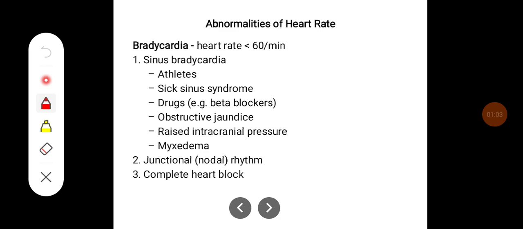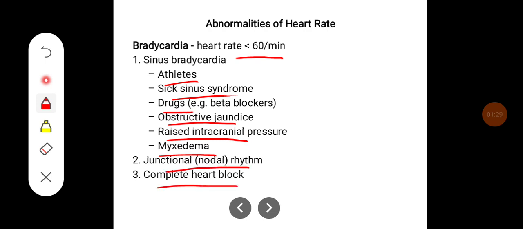Bradycardia is when heart rate decreases to less than 60 beats per minute. The causes of bradycardia: sinus bradycardia, which is present in athletes; it can be seen in sick sinus syndrome, with drugs like beta blockers, obstructive jaundice, raised intracranial pressure, and in myxedema, that is hypothyroidism in adults. And also it is seen in junctional rhythm and with complete heart block.